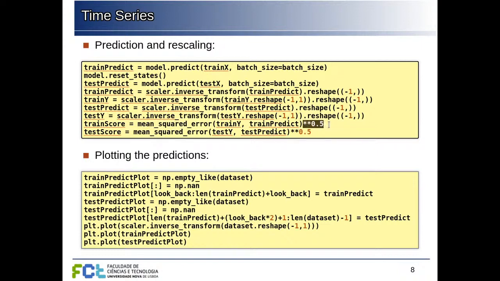We need to take the square root of that so that we have an idea of what the error is in thousands of passengers. This would be the meaningful value for us to judge whether our model, our network, is giving us a good prediction or not. And also we can plot everything. So we create these train and test predictions for plotting. We need to adjust this because we are using the prediction to predict the next month after what we used in the look back. So basically this is this adjustment for the plotting to put the predictions in the correct places, and then we can plot the comparisons.